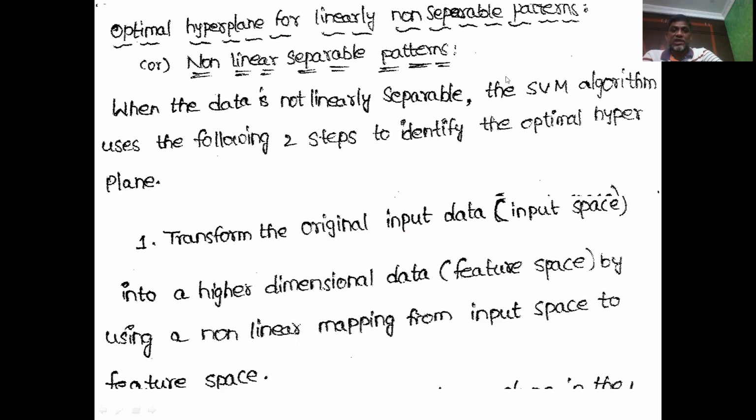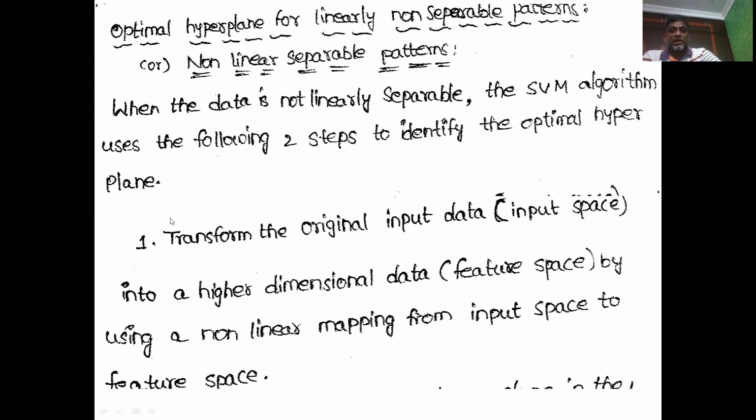So what is that case? We check whether the input patterns are linearly separable or not. If they are linearly separable, we go with linear SVM. Otherwise, we need to design a nonlinear SVM. So that is what you need to understand. The point is where you can use nonlinear SVM: if the input patterns are linearly not separable, then we can use nonlinear SVM.